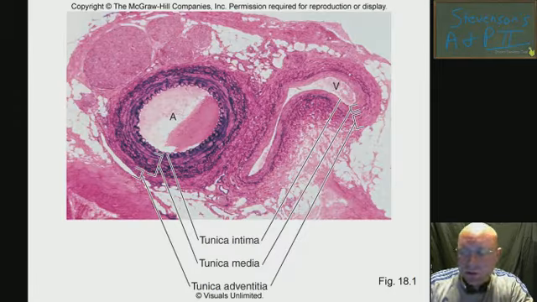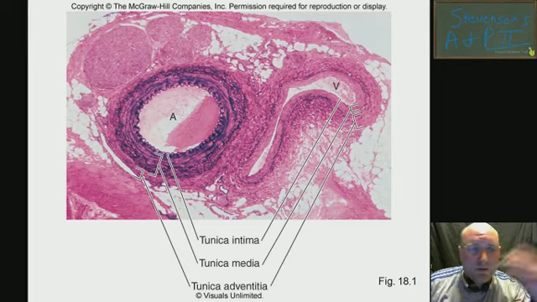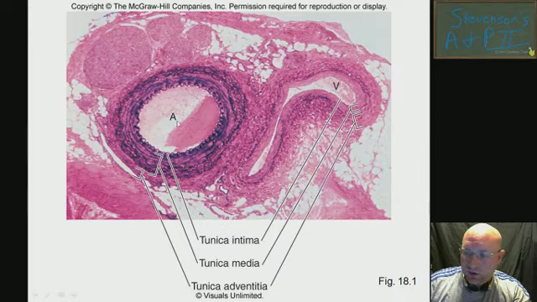Here we can look at the slide and we can see the three layers: the tunica intima towards the inside. See the large opening here where the blood would flow through. Then the tunica media, or the muscle area, and connective tissue here, and then the outer layer of connective tissue, the tunica adventitia.